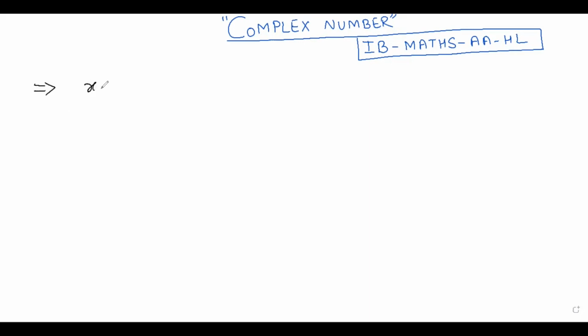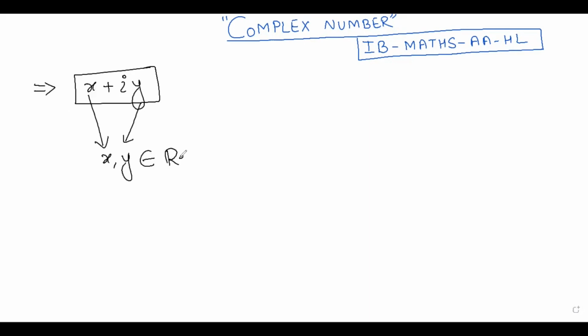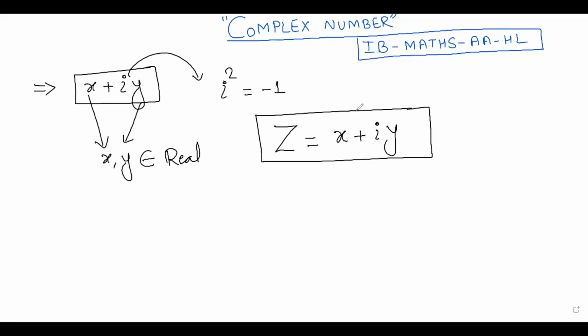If any number is written in the form of x plus iy where x and y are real numbers, what are x and what are y? X and y should belong to real numbers. And what is this i? There is a condition that i squared should be equal to minus 1. So if any number is represented in this form, that is a complex number, and we can represent this complex number by z. So z is equal to x plus iy, and z is the collection of all complex numbers.